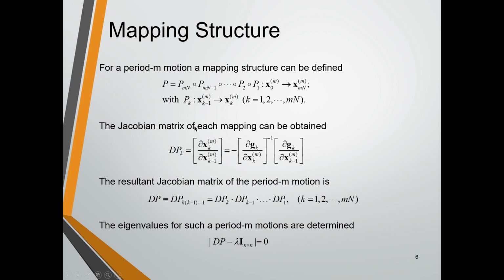And the Jacobian matrix for each of the mappings can be calculated as the change of the ending point corresponding to the change of the initial point for each of the mappings. Then the total Jacobian matrix of such a mapping structure can be calculated by multiplying the Jacobian matrices together following the mapping action order. The eigenvalues can be evaluated for such a Jacobian matrix so that we can evaluate stability and bifurcation conditions.